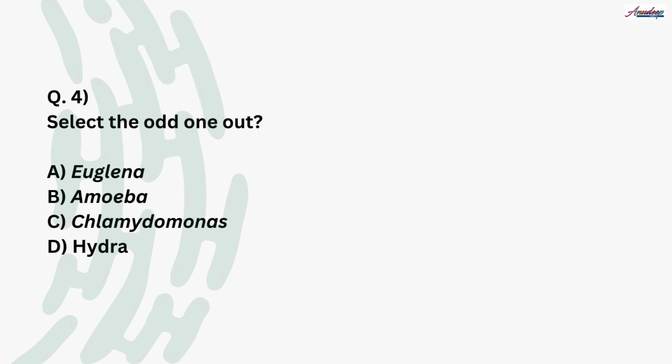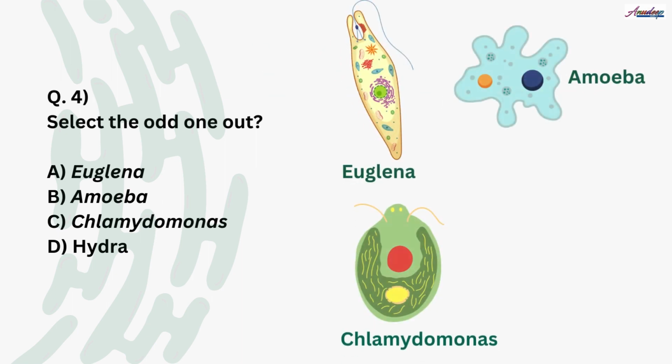Question number 4. Select the odd one out. A. Euglena, B. Amoeba, C. Chlamydomonas, D. Hydra. In this question, Euglena, Amoeba, and Chlamydomonas are unicellular organisms, while the Hydra is a multicellular organism. So the answer for this question will be D. Hydra.